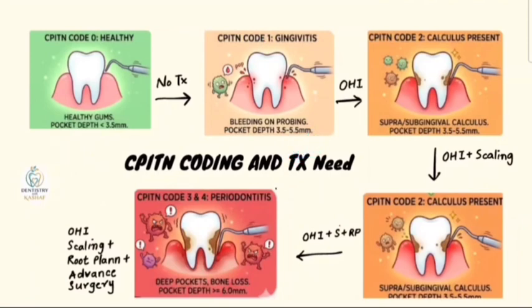In code 2, there might be deep pocket, there might be calculus deposition. So in this case, you are going for OHI and scaling, meaning oral hygiene instructions. In this type of patient, there will be subgingival calculus, a pocket will be a bit deepened. You will go for this patient treatment need like OHI, scaling, and root planing. But in advanced cases like code 3 and 4, you are going for OHI, like oral hygiene instructions, scaling, root planing, as well as advanced surgery procedures like flap and bone grafts.